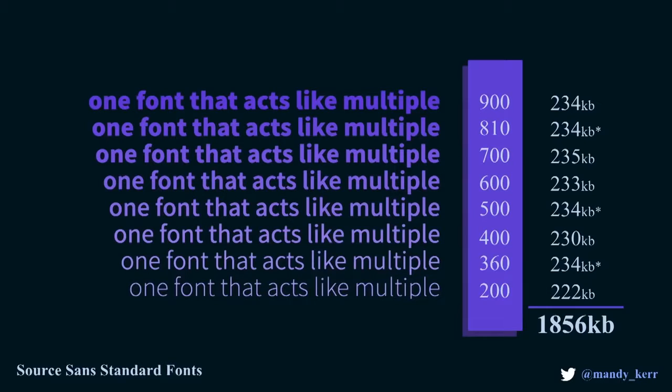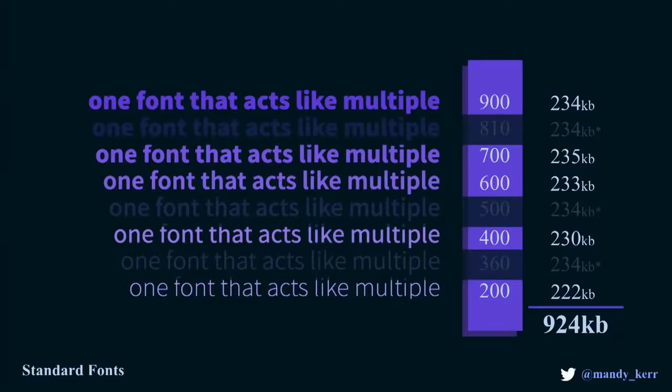Now, if we were to compare this to the standard font weights that we have with Source Sans in its standard format, they're about 234 kilobytes per file. With just these weights, so none of the extras in between that the variable font has, that's about 1,856 kilobytes worth of fonts. It's kind of a lot. Of course, that assumes that all of those fonts exist, which they don't. So if we get rid of the ones that don't exist, it's 924 kilobytes.